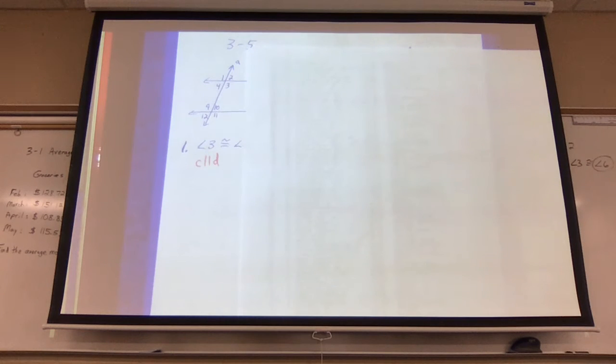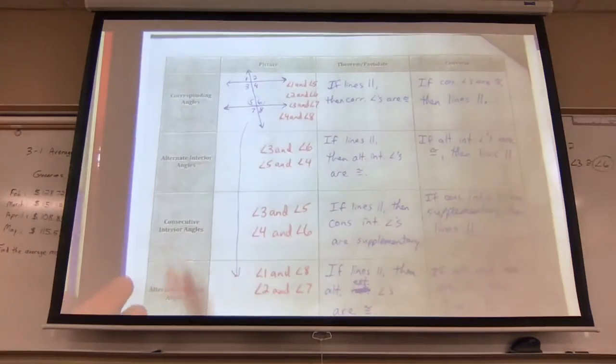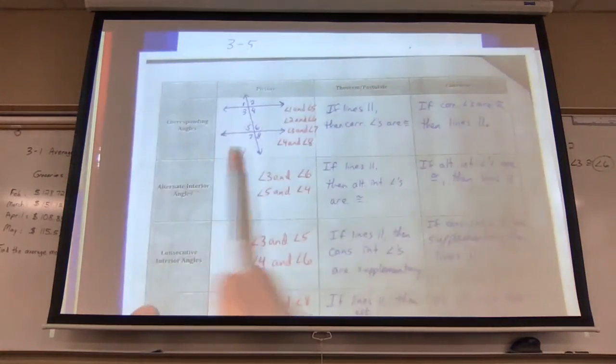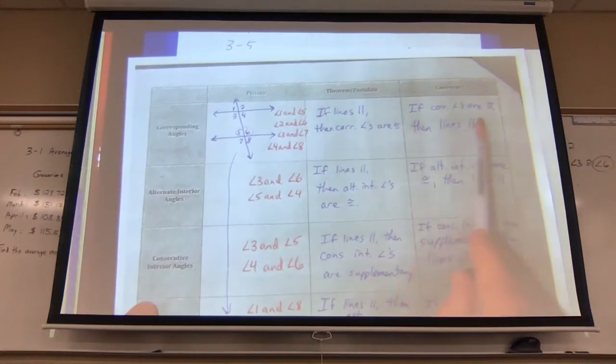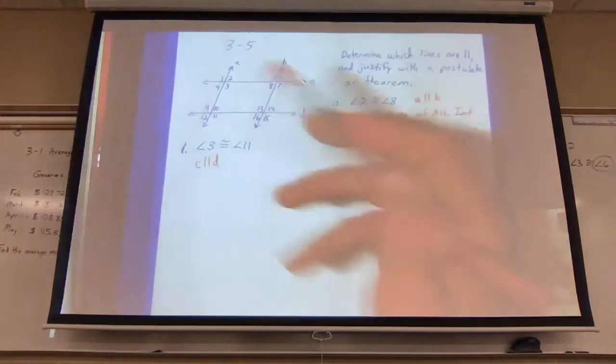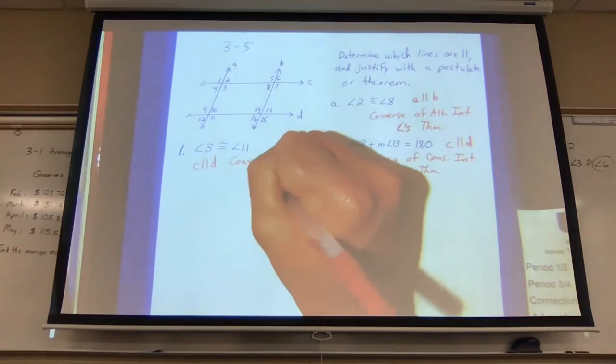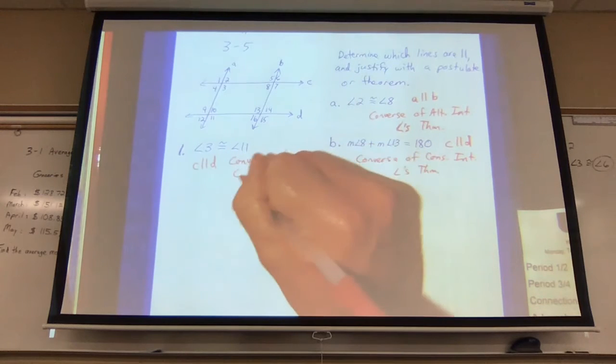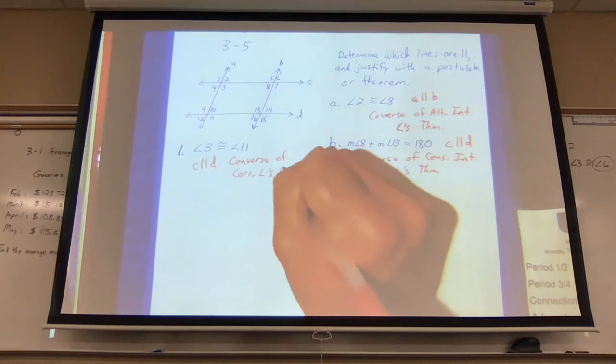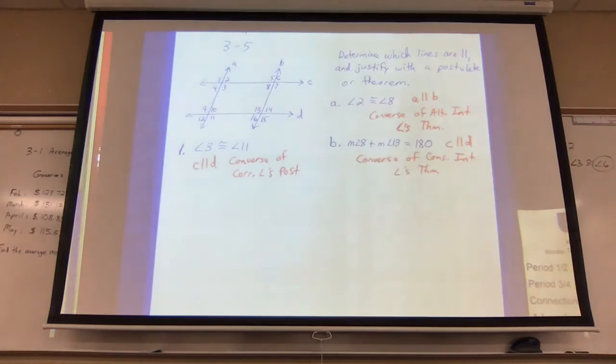And then we said they were corresponding angles. If you go back to your little chart here, corresponding angles is up at the top. Converse says if the corresponding angles are congruent, then the lines are parallel. This one, our answer is converse of the corresponding angles postulate. And once again, if you just call it corresponding angles postulate, I would know what you're talking about. That'd be okay.